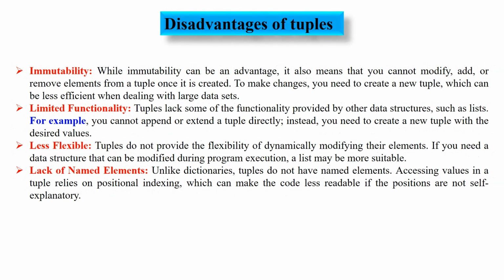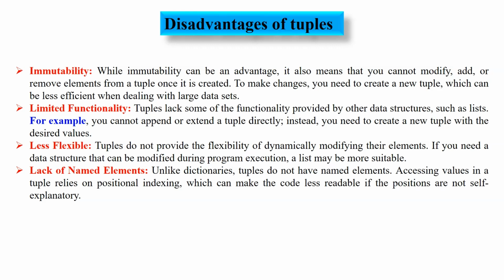Disadvantages of tuple. Immutability. While immutability can be an advantage, it also means that you cannot modify, add, or remove elements from a tuple once it is created. To make changes, you need to create a new tuple, which can be less efficient when dealing with large data sets. Limited functionality. Tuples lack some of the functionality provided by other data structures, such as lists. For example, you cannot append or extend a tuple directly. Instead, you need to create a new tuple with the desired values.